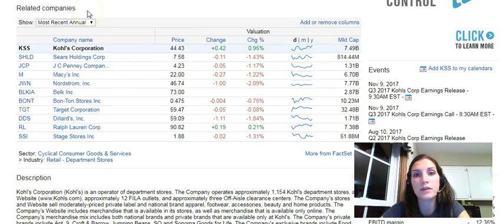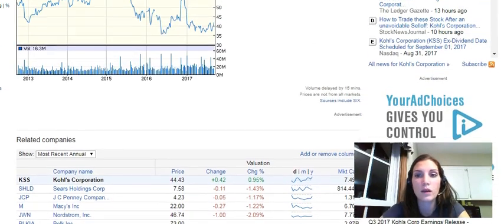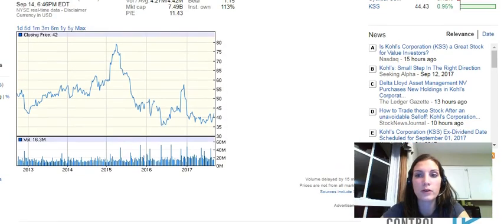If you continue to scroll down, you will see related companies that Kohl's might compete with, to see how they're doing. So Kohl's here looks like it's doing the best out of everyone in its class, compared to things like Nordstrom and Macy's and JCPenney's. So all of those are competitors, and if you want to see how it was doing against its competitors, this kind of gives you an overall view to see what's been going on. I'm going to scroll back up here.